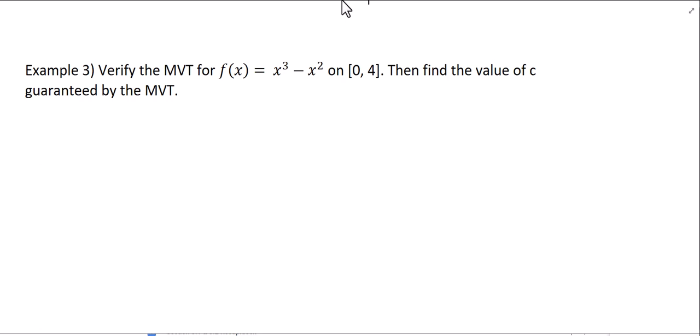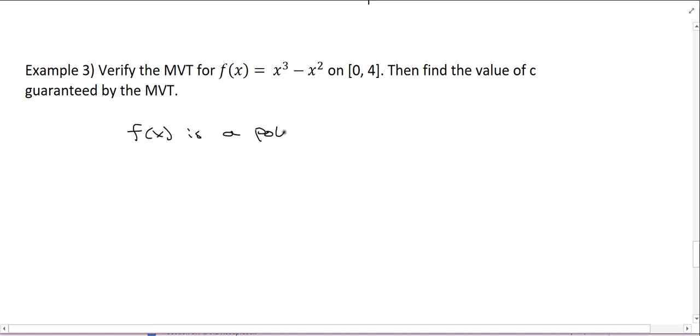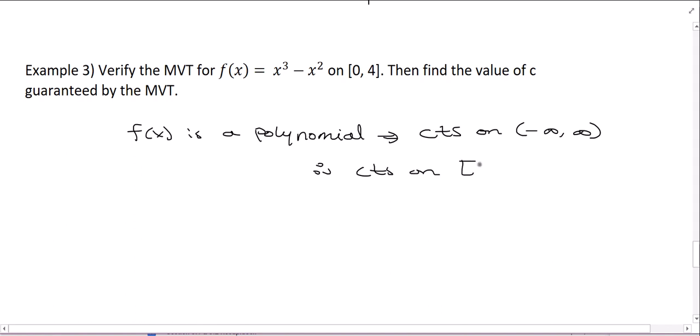First of all, we have to make sure that the function is continuous on the closed interval. Notice that f of x is a polynomial, so that means it is going to be continuous everywhere. My abbreviation for continuous is CTS, so it's continuous on the entire real line, so therefore it's going to be continuous on the closed interval, on 0, 4. What about differentiable? F prime of x is equal to 3x squared minus 2x. So is this defined everywhere? Or are there any places where it's undefined? No, right? So this is going to be defined everywhere.